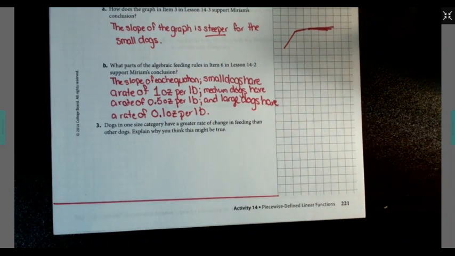Number 3, dogs in one size category have a greater rate of change in feeding than other dogs. Explain why you think this might be true. And first, let's identify what size dog that was. The greatest rate of change was the smallest dogs. Why do you think smaller dogs can eat more, basically, for each pound of weight that they have?